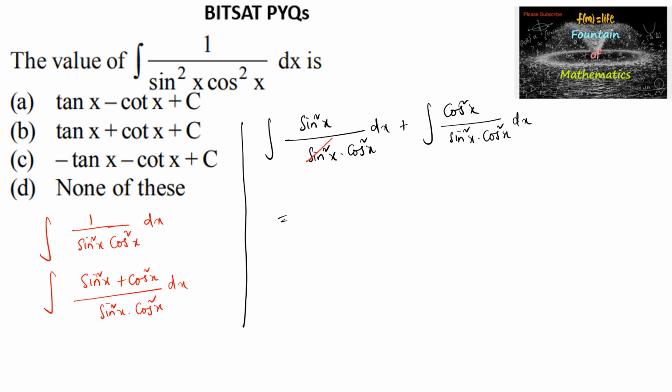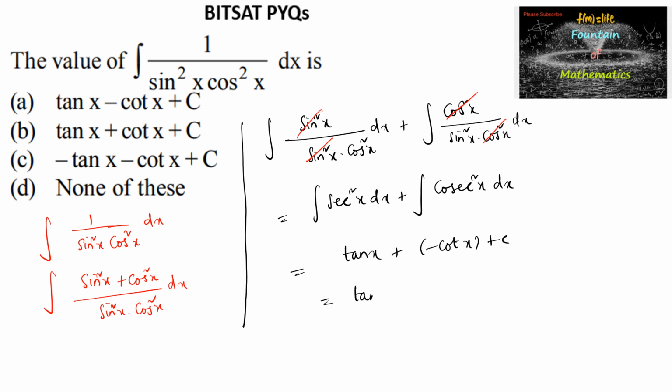So we can cancel here sin square, 1 upon cos square is secant square x dx, plus integral, here we can cancel cos square x, 1 upon sin square is cosecant square x dx. Integration of secant square x is tan x and integration of cosecant square is minus cot x plus c. So we can give that tan x minus cot x plus c is the answer. So we can go with option A. Option A is the answer.